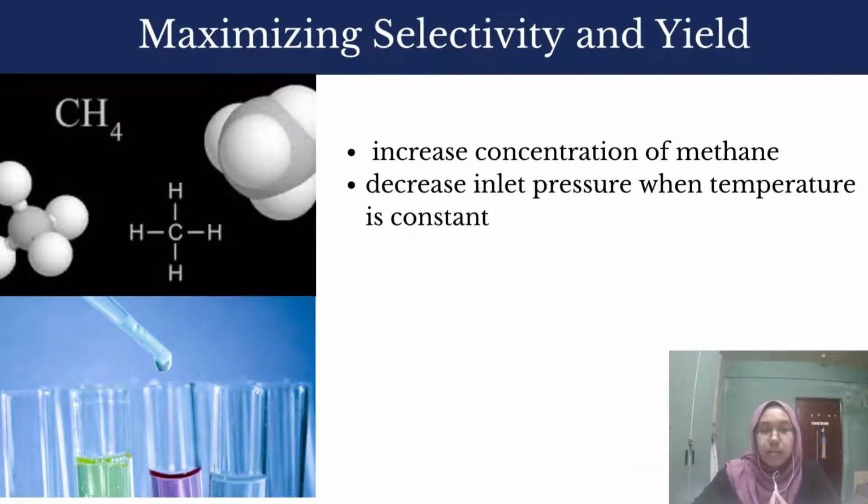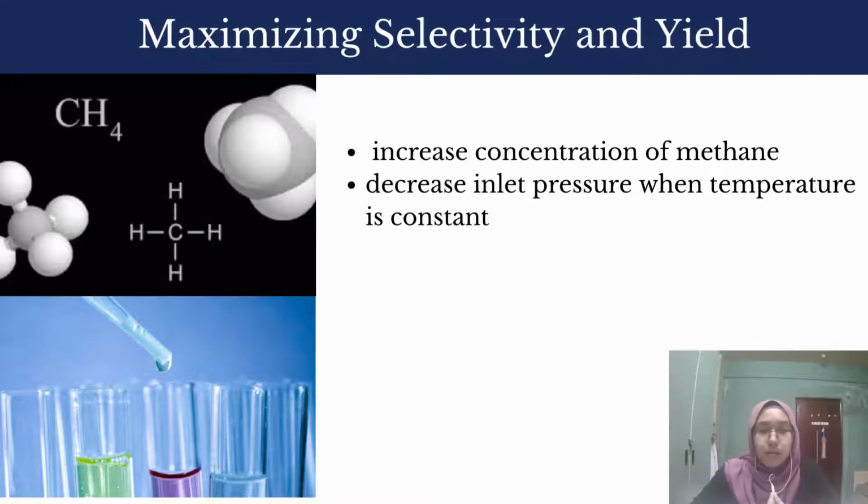Next part is the ways to maximize the selectivity and yield of hydrogen and minimize the side reaction. The first method is to increase the concentration of methane. As methane is the limiting reactant, the entire process depends on the concentration of methane in the system. So by this method, the yield for both reactions, SMR and WGS, can be increased.